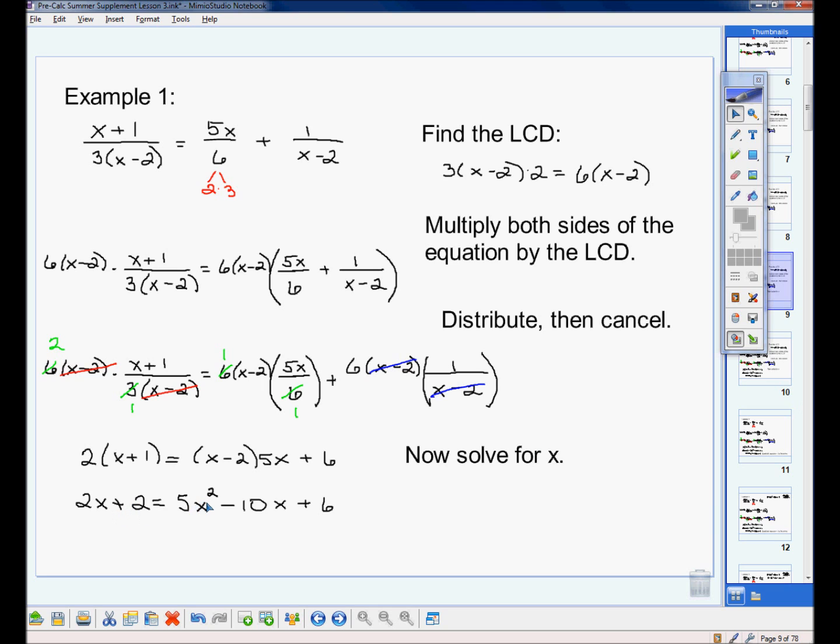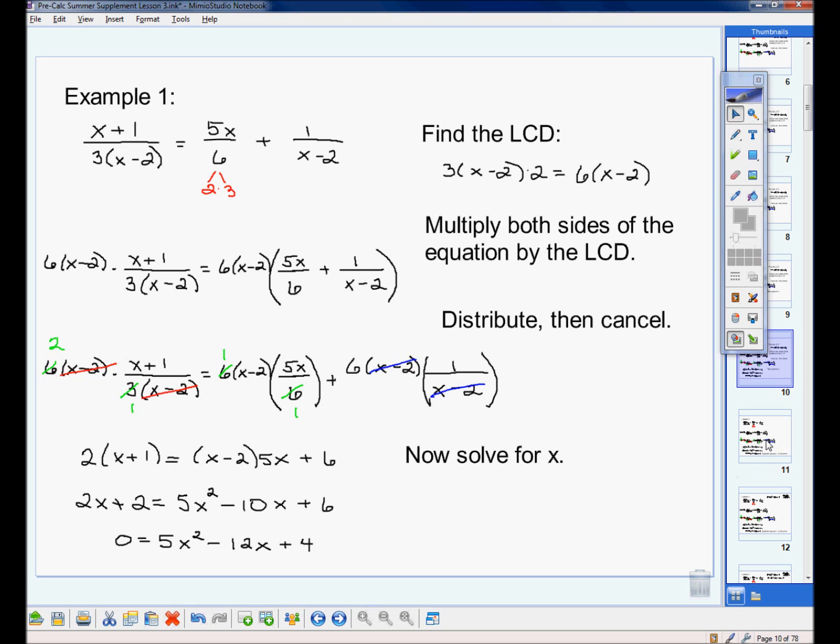We find that we have an x squared that doesn't cancel out. So our clue is that we're going to have a quadratic equation to deal with. So what we need to do then is, remember, in any quadratic we have to have a 0 on one side. So I'm going to subtract 2x and I'm going to subtract 2 from both sides. When you do that, we'll get a negative 12x and we get a 4.